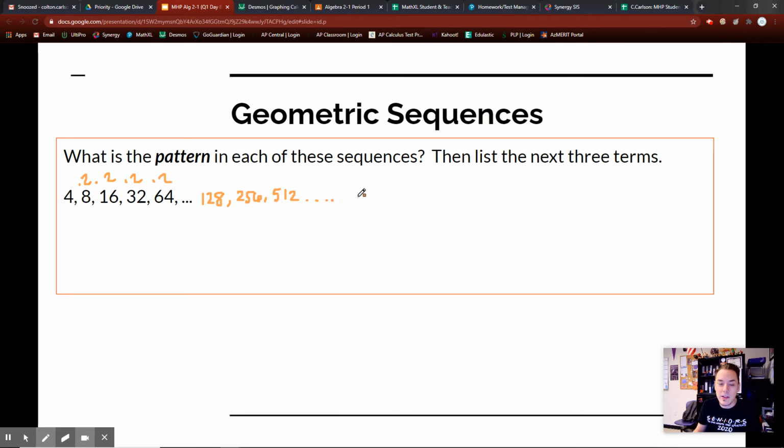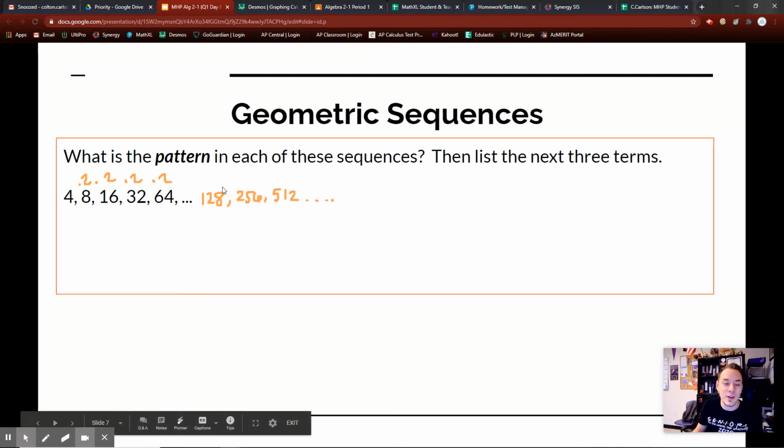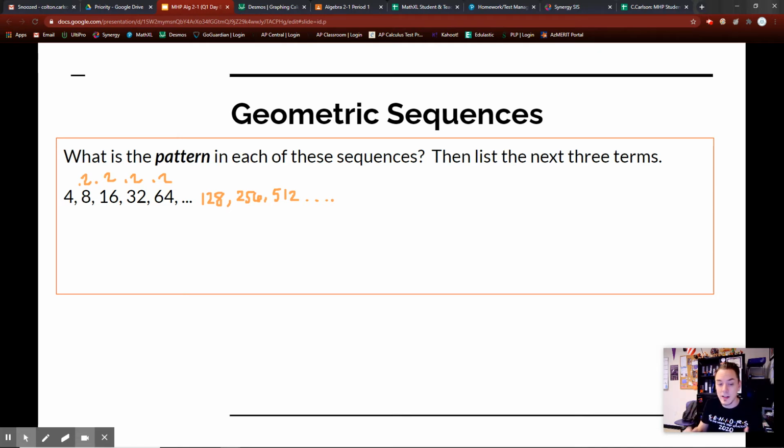And what is the pattern here? Is my common difference 2? We're actually going to be calling it something different, but I'm going to hold off on that. And also, if you're familiar with the 2048 game, when you swipe and everything, these are definitely the numbers for 2048.